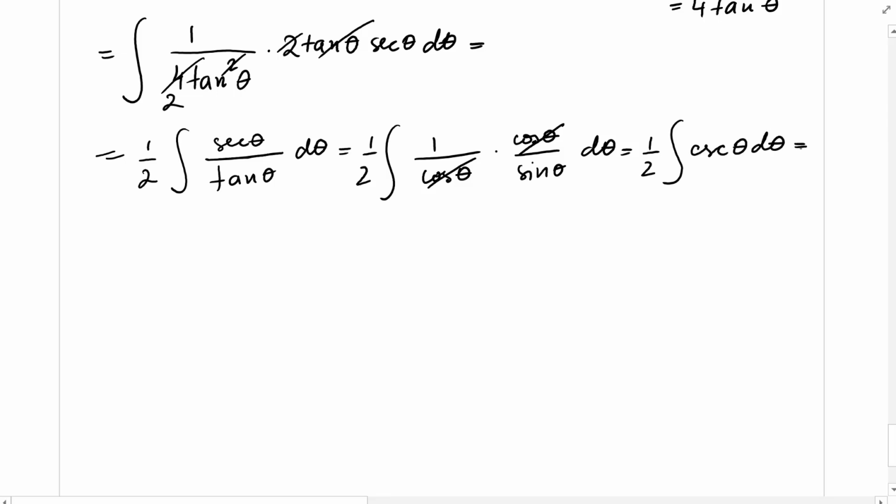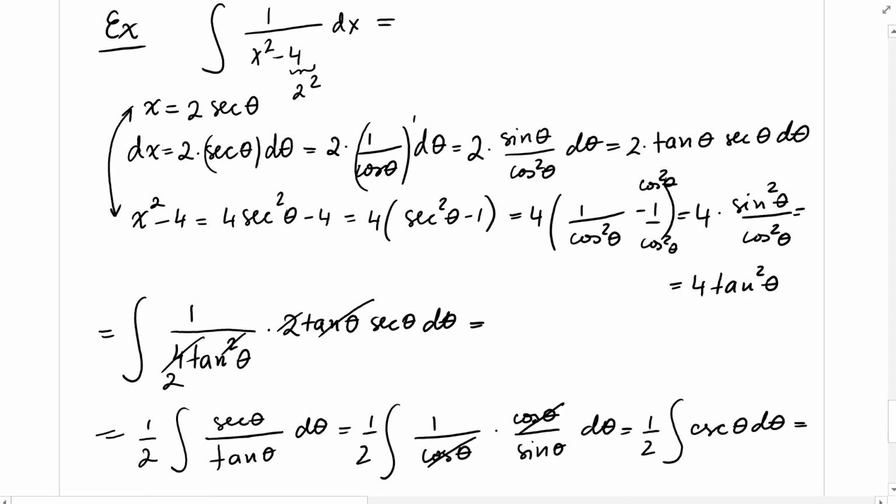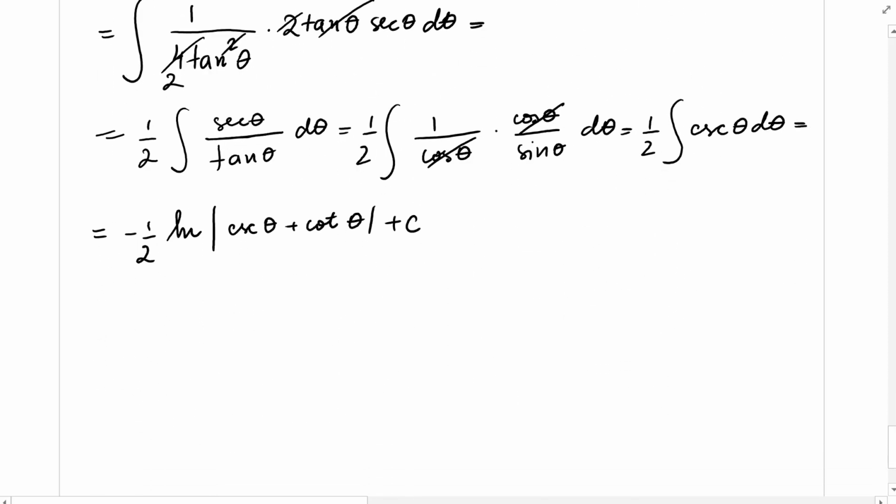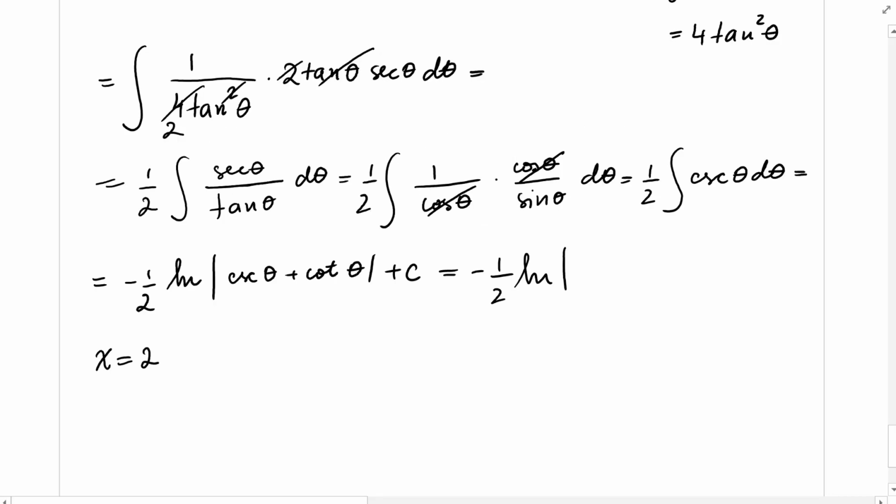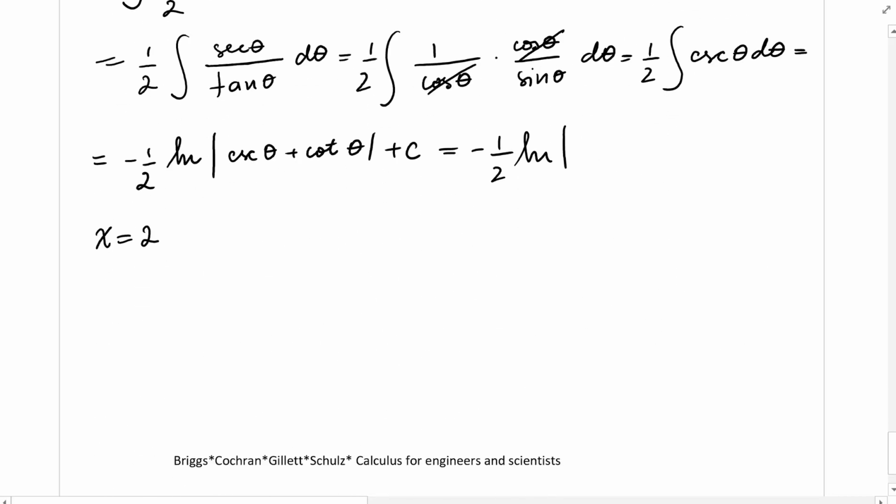And we already solved this integral in one of the videos, so this is negative 1 over 2 ln of cosecant theta plus cotangent theta plus c. So our integral was in x, so let's replace it back into negative 1 over 2 ln of, well, the substitution that we did was x equals 2 secant theta.